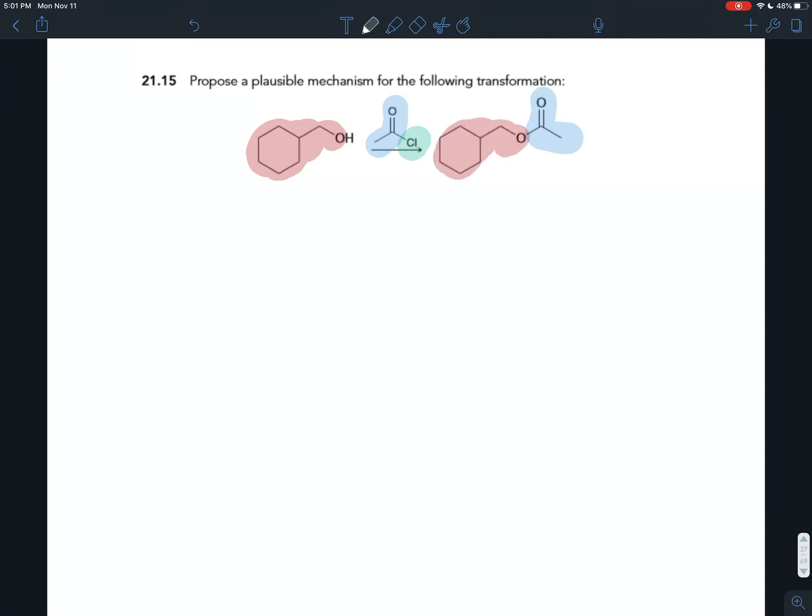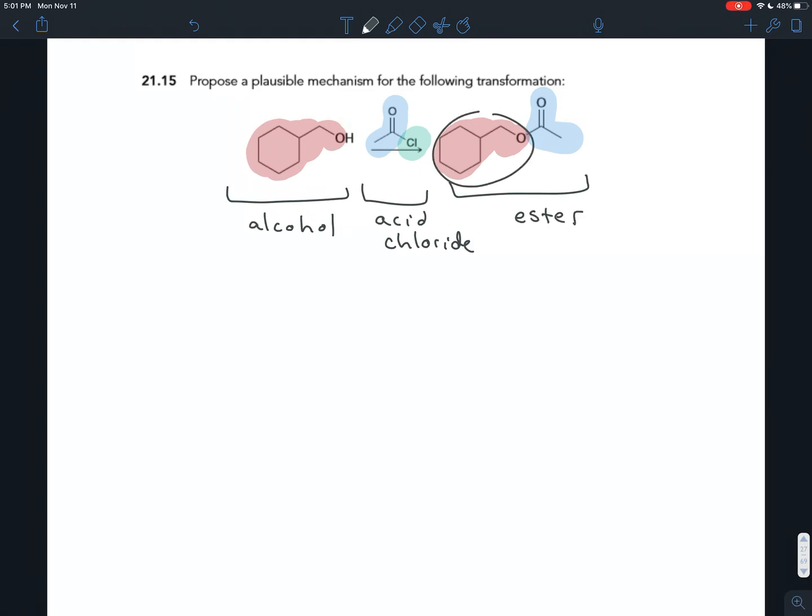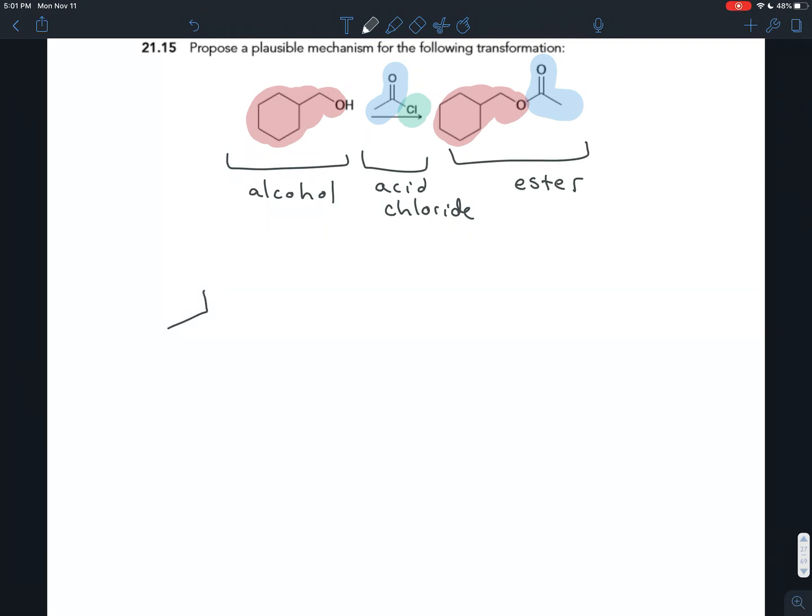So this alcohol. We're taking an alcohol, we're combining it with an acid chloride. We're going to do a nucleophilic acyl substitution reaction that turns that into an ester, so that the alcohol takes the place of the chlorine. Okay, well, let's draw the acid chloride.